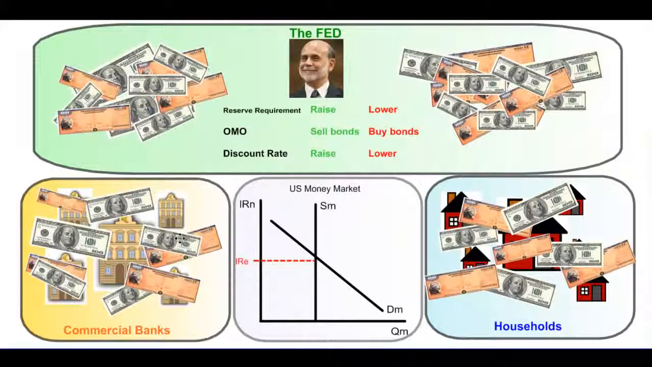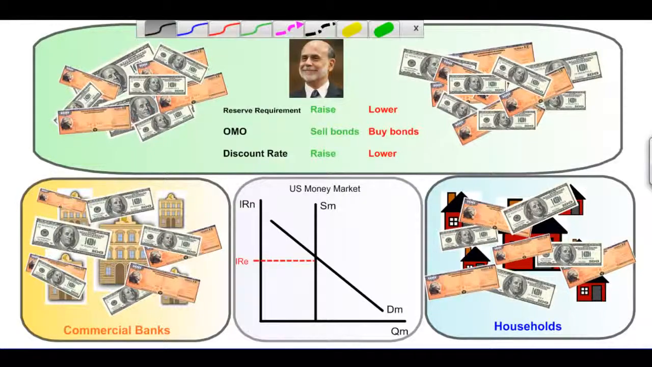Most recently, it stands at around 10% or 0.1. In other words, commercial banks in the United States must keep 10% of their total deposits from households on reserve at the central bank. So the reserve requirement is a relatively unused tool of monetary policy. Let's move on to the next one though.